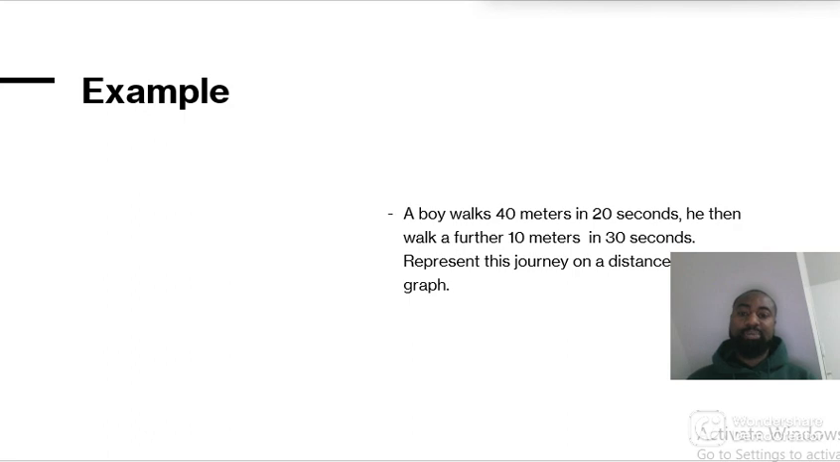Now, this is an example for us to do. A boy walks 40 meters in 20 seconds. He then walks a further 10 meters in 30 seconds. Represent this journey on a distance time graph.